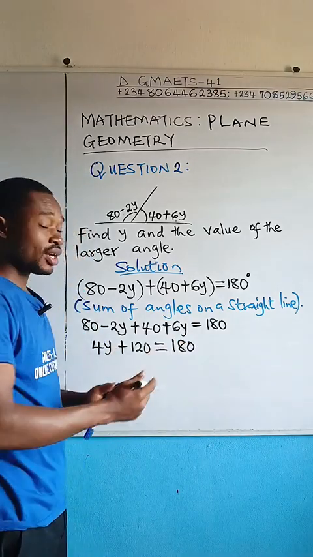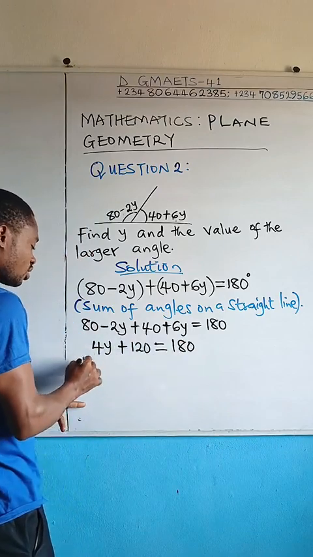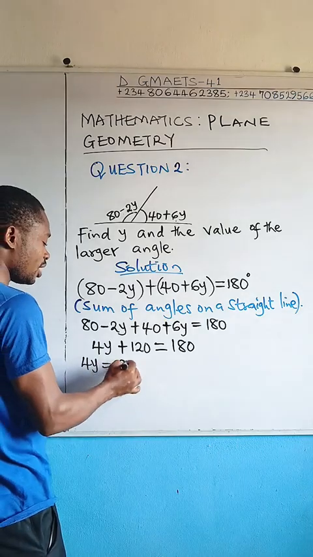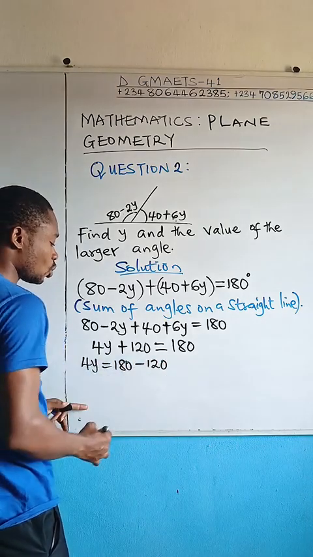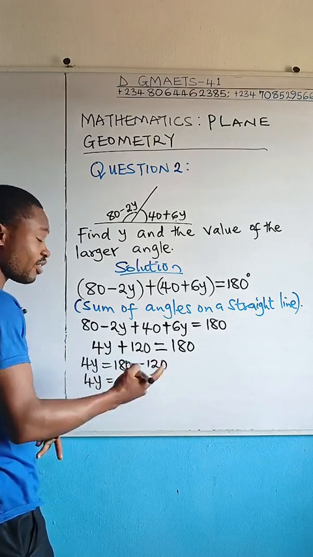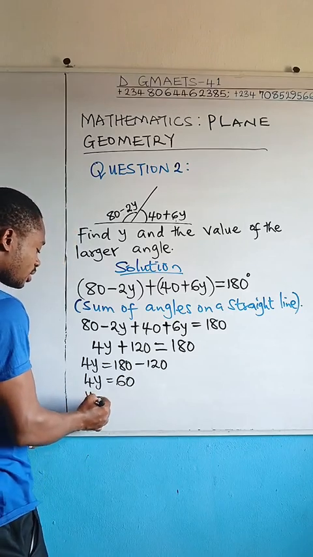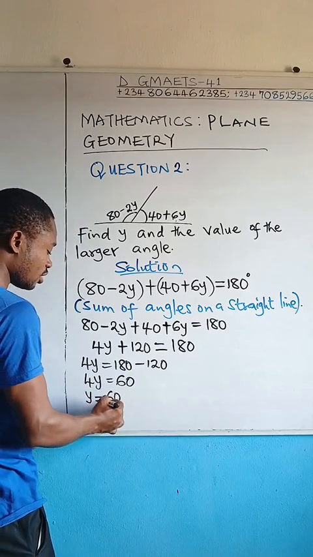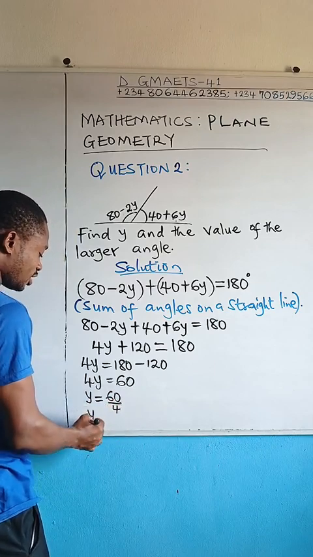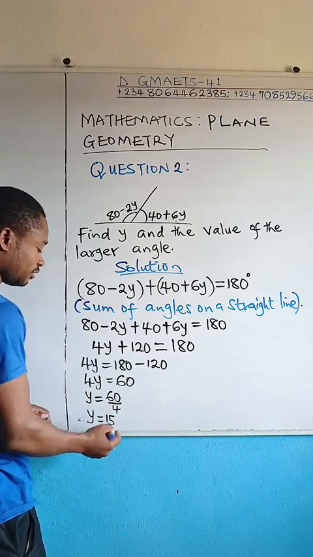And here you can now collect your like terms. 120 we move to the right-hand side. So you have 4y equal to 180 minus 120. And of course, that would give you 60. Divide both sides by the coefficient of the unknown, y. If you divide both sides, y is going to give you 60 over 4, and 60 over 4 is equal to 15. So the value of y is 15.